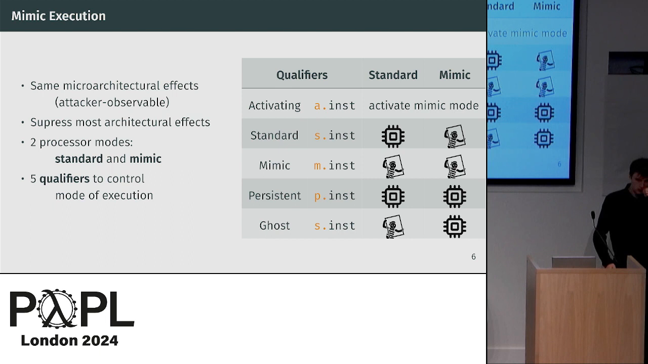Different instruction qualifiers can be used to control the mode of execution. By default, instructions have the standard qualifier, which means that they are executed normally in standard execution mode and mimicked in mimic mode, but the behavior changes if the instruction has different qualifiers. For example, a persistent instruction is always executed in both modes.